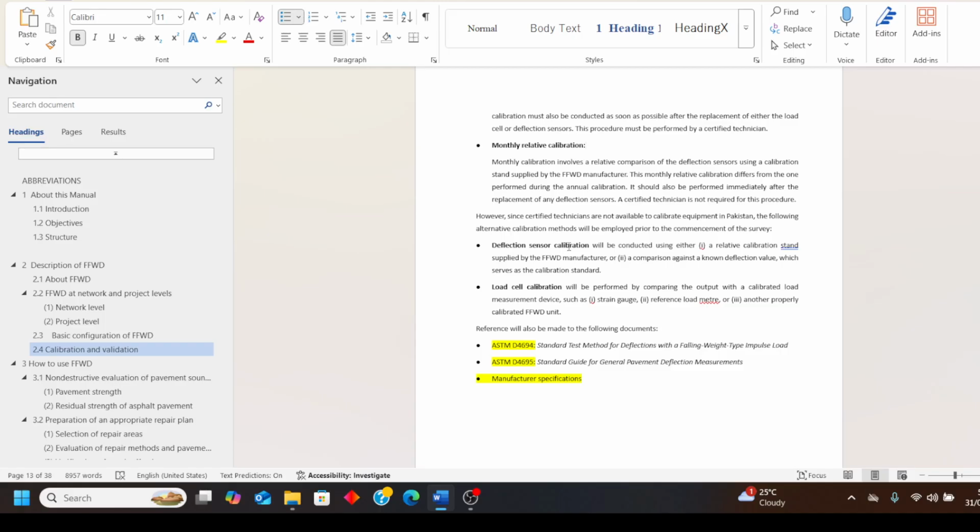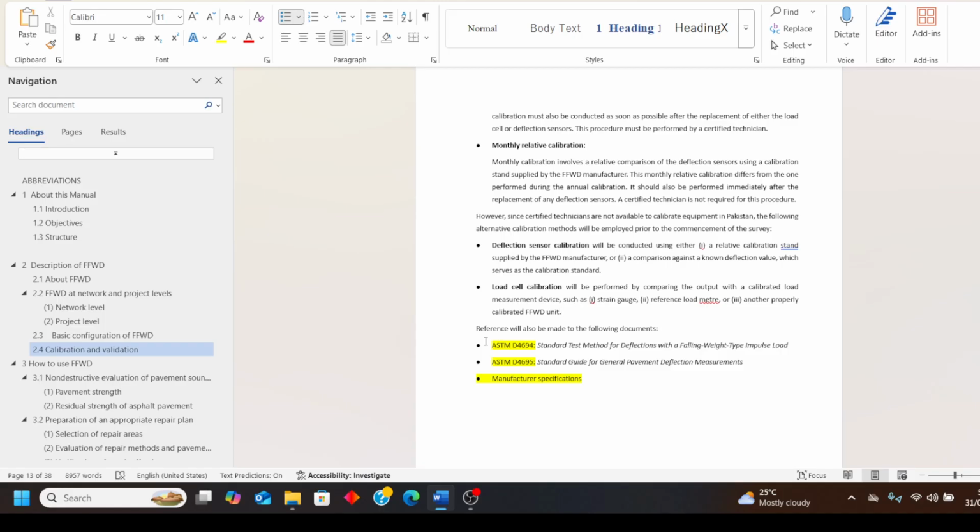So it states that we can calibrate using the manufacturer's calibration stand, or we can do the comparison against a known deflection value, which is a reference deflection. And then we do the load cell calibration, which is calibration by comparing its output with a known calibrated device, such as a strain gauge, reference load meter, or another FFWD calibrated unit used as a benchmark.